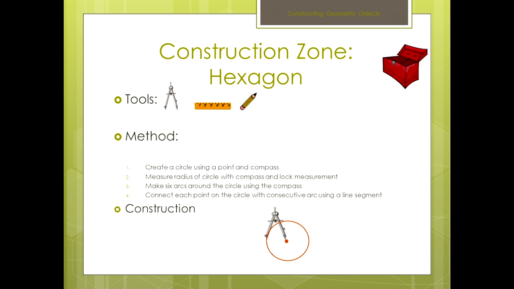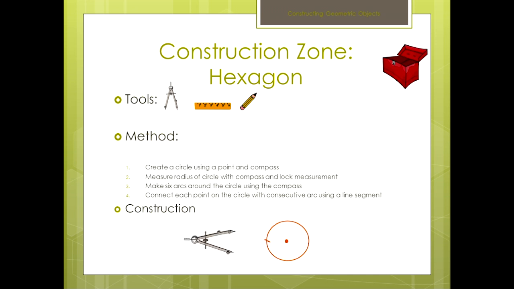Okay, so your first circle is already created. Now all you have to do is make sure that's locked with that radius, and we're going to make an arc on the edge of the circle, and that's going to guide us and help make 6 equal distance arcs around this circle. So now we're going to be going around the circumference of the circle.